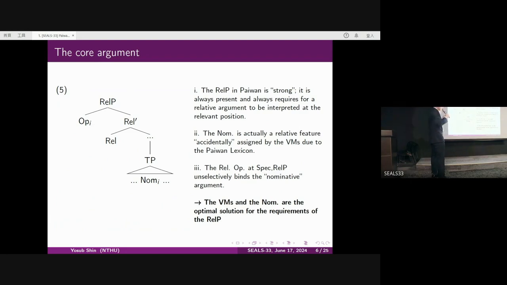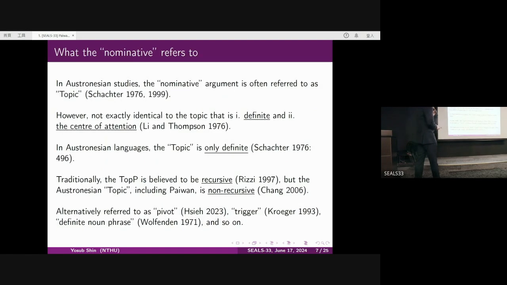So in other words, I'm going to argue that the voice markers and the nominative case are actually the optimal solution for the requirements of this strong RelP in Austronesian languages. So this is the core argument that I'd like to make. So in the following slides, I'm going to introduce my supporting ideas one by one about this and about why we need to assume this kind of RelP basically at every matrix clause. So I think we can start from the properties of the nominative argument.